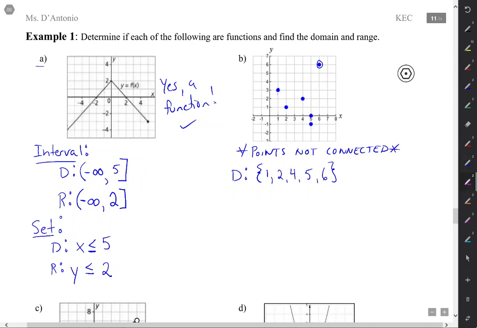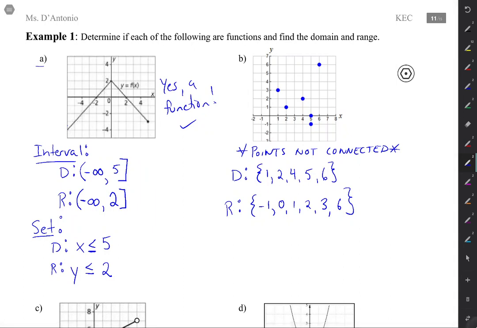Next, let's look at the y values. So we're going to put range. I'm going to open our set brackets. So let's start off with the lowest y value, which would be right here. So that would be -1. Then if we go to this one, that's at 0. This one is at 1. Another one at 2, 3, and finally 6. So this here would be the range of all these values. So those are all the y values that appear on this graph. And that's it for the domain and range for that one.